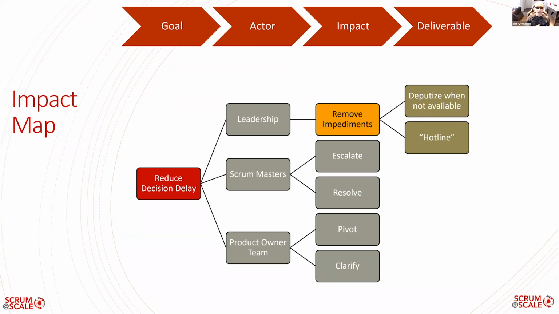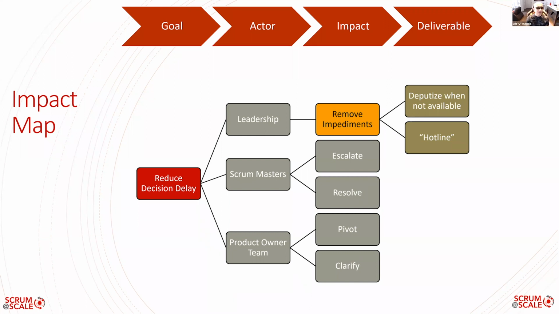So what are the impacts? For leadership, remove impediments. For Scrum Masters, escalate and resolve. For product owner team, pivot or clarify. Remove impediments may have a deliverable called deputize when not available, so somebody can speak for leadership, or create a hotline, a way to ask for help really quick and get an answer very quick.